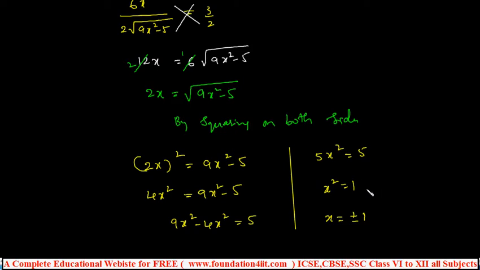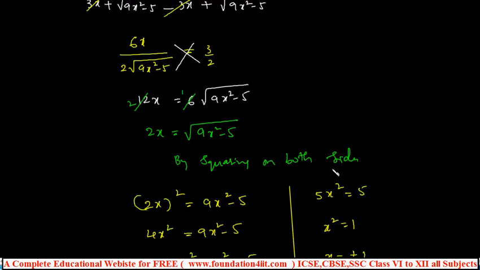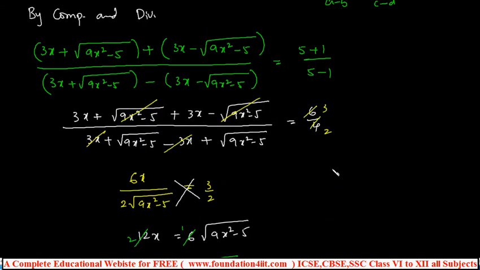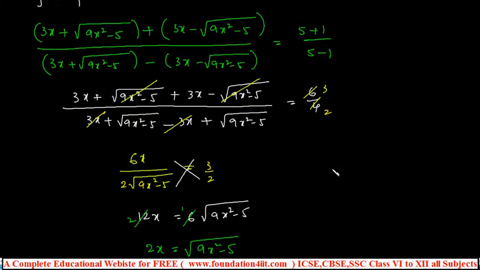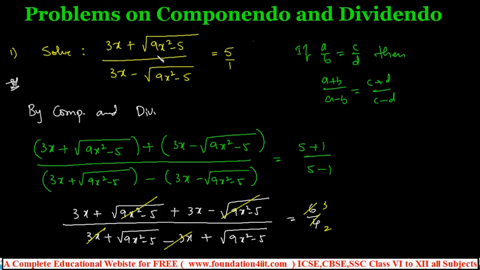And negative 1 is not satisfied, hence x is equal to plus 1 we can take, because x is not minus 1, we should not take it, because it is under a square root. Okay, so x is equal to 1. In this way we can solve any problem that has only similar terms with opposite sign. We can apply this componendo and dividendo rule. Okay, this is one way.